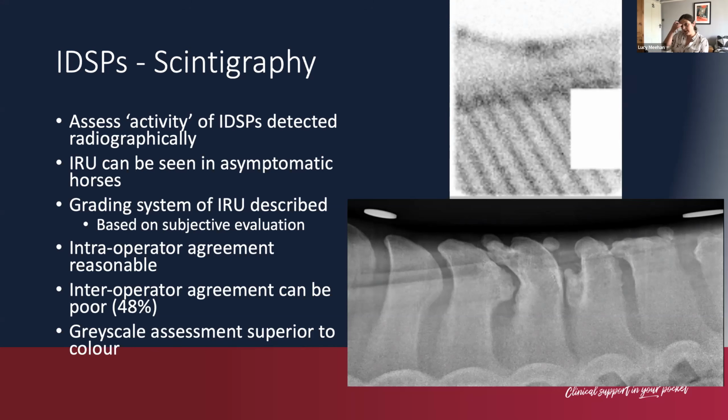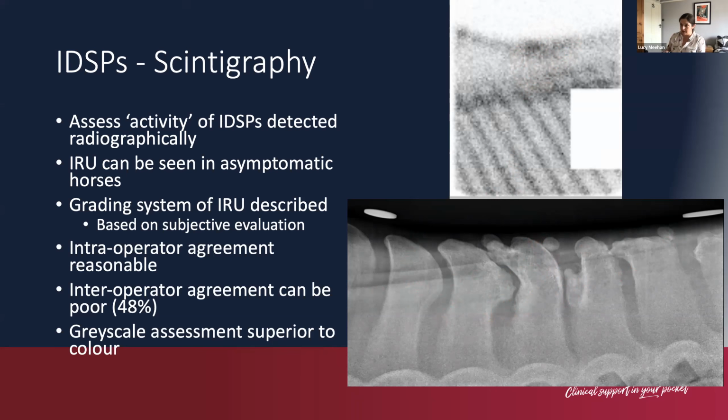Interestingly, there was a more recent study out of a German group who looked at whether or not grayscale assessment was superior to colour assessment, and they found that grayscale assessment led to better agreement, but not complete agreement. This horse on the right is a horse that has, I think we'll agree, fairly markedly abnormal spinous processes and did have clinical evidence of back pain. He has got some moderate, mild to moderate, probably moderate uptake in the spinous processes on the bone scan.